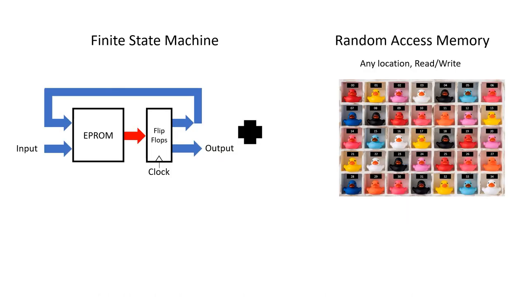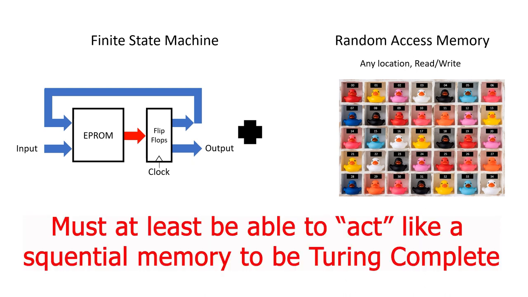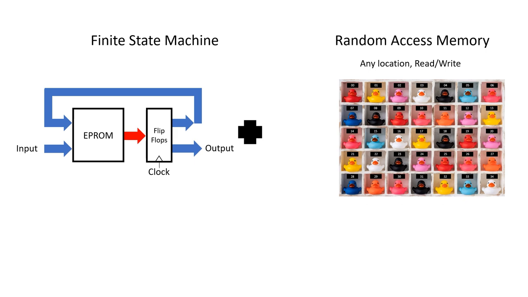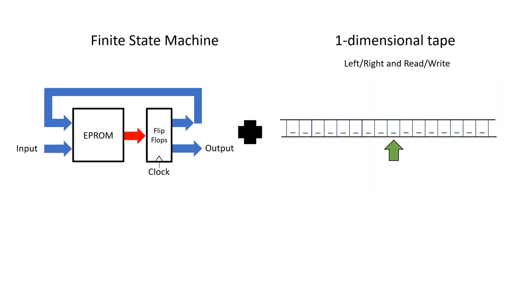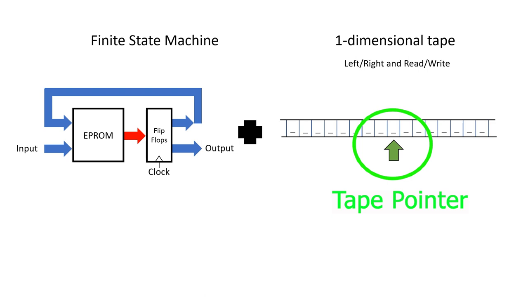I want to connect the random access memory up to the state machine, but I need to do it in a way that still acts as a Turing machine. If I connect it the wrong way, it may end up being a stack, and I'll never be able to emulate Ben Eater's SAP1. Going back to the Turing machine, I'm going to call this green arrow my tape pointer.